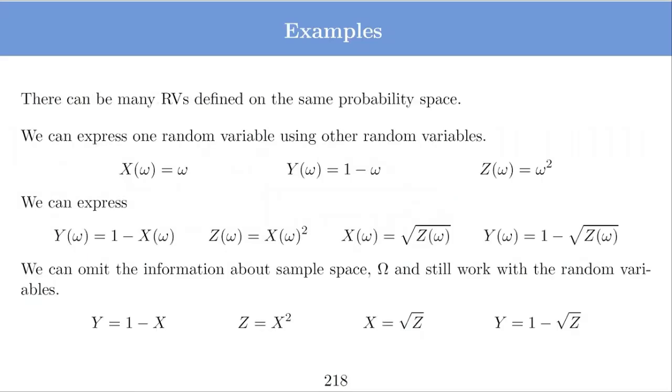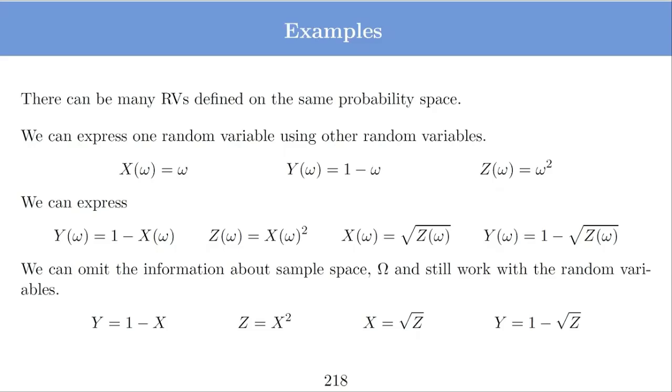So it is possible to define many such random variables on the same probability space. I'll give you some examples of that. So X(omega) equal to omega is the first one. Then we talked about Z(omega) equal to omega square. And then we have also seen Y(omega) equal to 1 minus omega. These are three random variables.